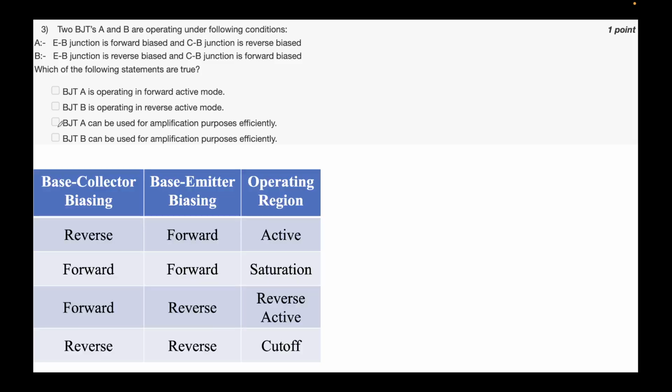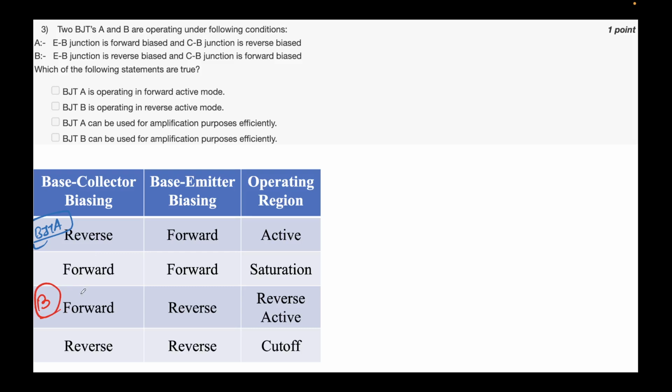Okay, so let's analyze, and I again bring this table that we had seen in the last slide or so. For BJT A, emitter base is forward biased, so the first two rows, and collector base is reverse biased. So this corresponds to BJT A. Then we have a second transistor, BJT B. In that we have emitter base reverse, so either the third or fourth row, and collector base forward. This means this is BJT B.